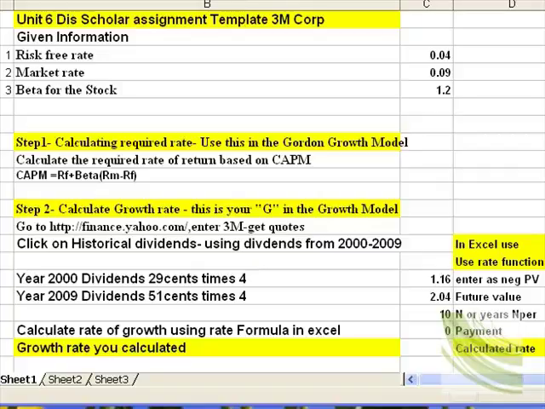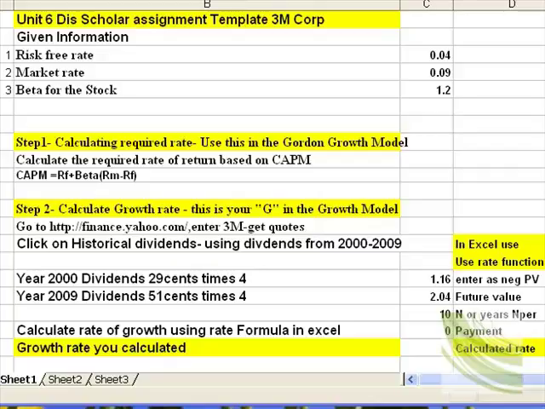So in step 2, calculate the growth rate. This is your g in the growth model. So how do you get that information? I have provided that information for you. Click on historical dividends when you go to finance.yahoo.com for 3M Corporation. Click on historical dividends using dividends from 2000 to 2009. So in year 2000 they paid dividends of 29 cents times 4, which is $1.16. In year 2009 they paid dividends of 51 cents times 4, which is $2.04.